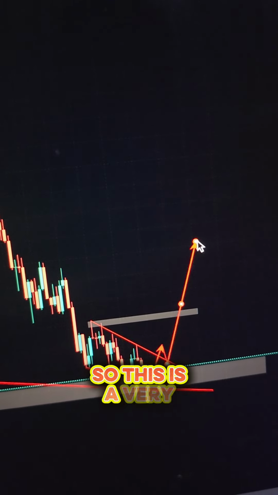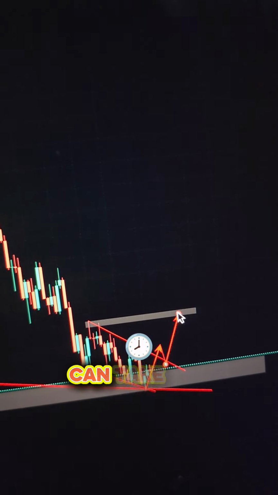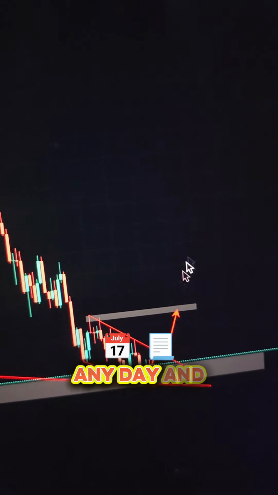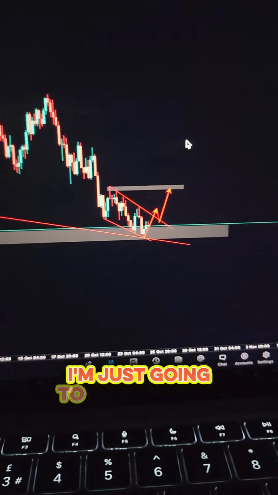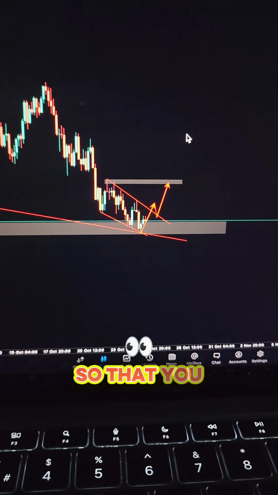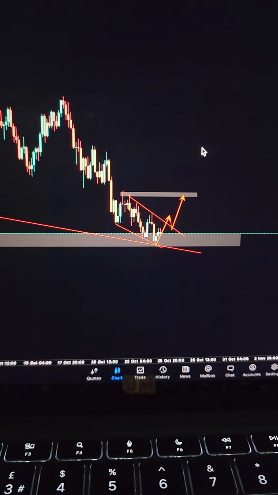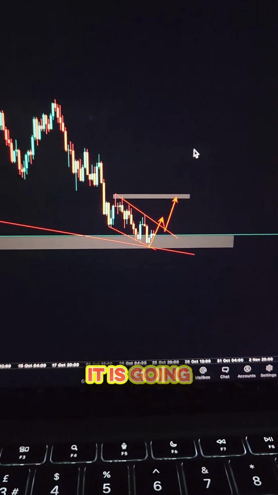So this is a very clear setup that you can take anytime, any day, and you can document it so that you learn from whatever the outcome is. So I'm just going to execute this so that you can see how it is going to turn out.